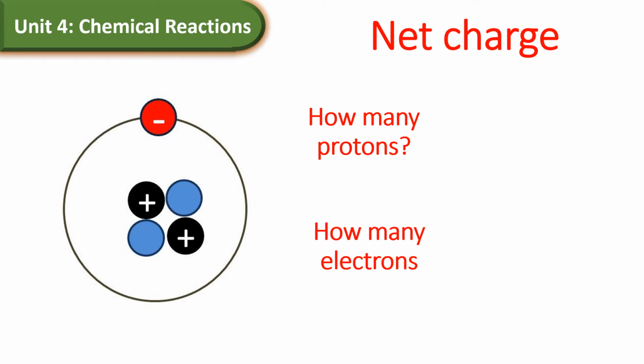Let's go to our third example. How many protons are there? There are 2 protons, and the charge of proton is positive. How about electrons? We only have 1 electron and the charge is negative. So do the math: 2 minus 1, so you will get positive 1. If an atom has a positive charge, like for example positive 1, we call them a cation.